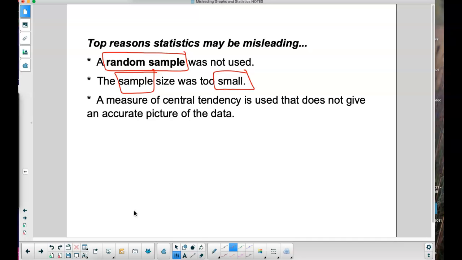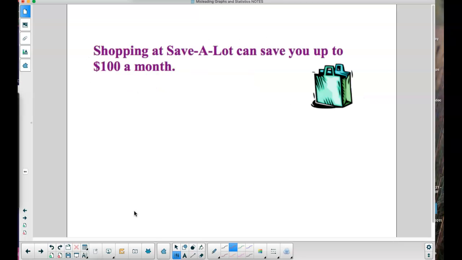Okay, and then the last one, a measure of central tendency is used that does not give an accurate picture of the data. Okay, and I'm going to show you some examples of this so that you understand what that means. But measure of central tendency means mean, median, mode. Okay, so they're using one of them that kind of tends to sway us in one direction or the other. Okay, so here's some statistics that we would see.